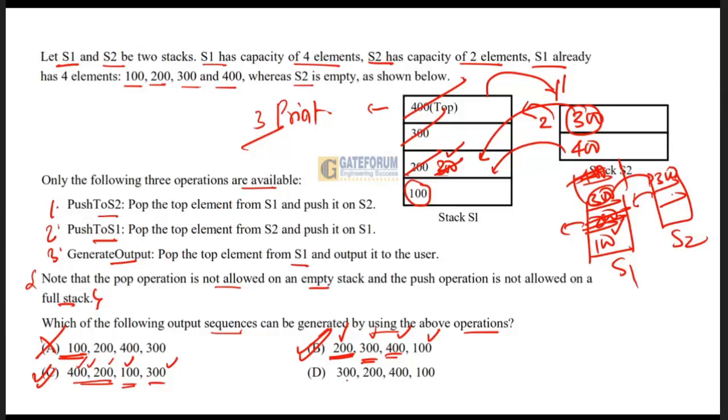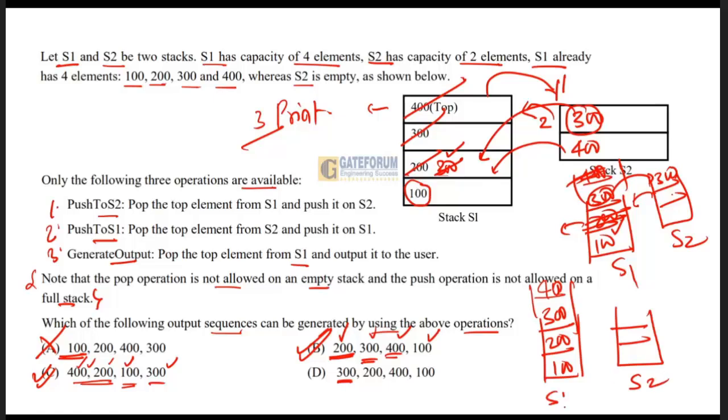Now option D, can we print 300 first? Yes. Again let's see the example. 100, 200, 300, 400, and one more stack I am having which is empty. It is S2, it is S1. I want to print 300 first. I will use operation number 1. 400 will be here. Thereafter operation number 3, 300 will be popped off and printed.